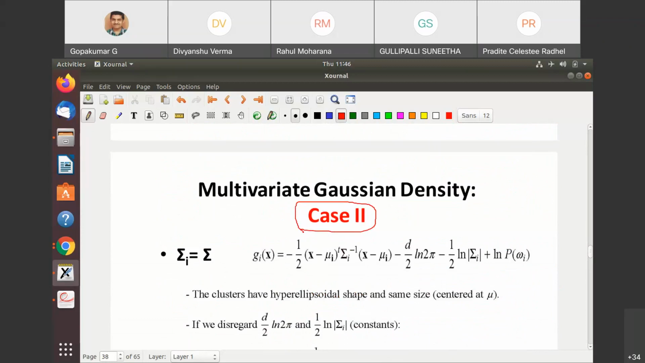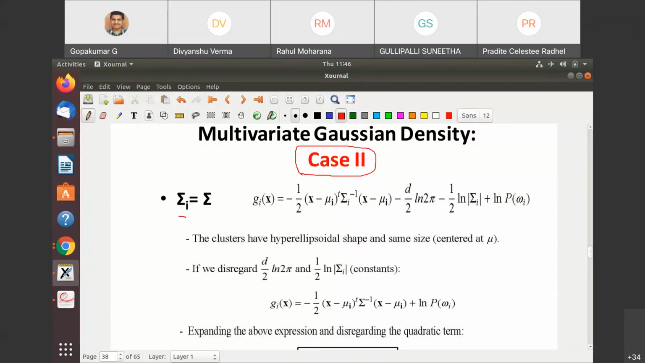Maybe it's case 2, where we are assuming that sigma i, that means the covariance matrices, are the same for all the classes. So that means there is no statistical independence. There will be some covariance existing between feature x1 and feature x2, feature x1 and feature x4, and feature x2 and x6, etc. But we assume that those matrices are the same for all the different classes. So that means they have the same covariances for all classes. That is another possible case that can come across.